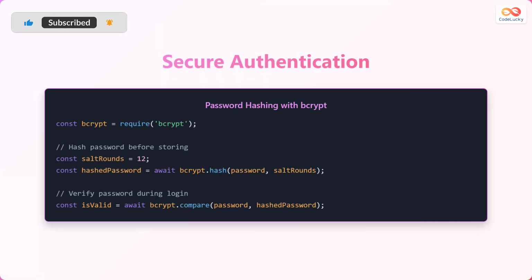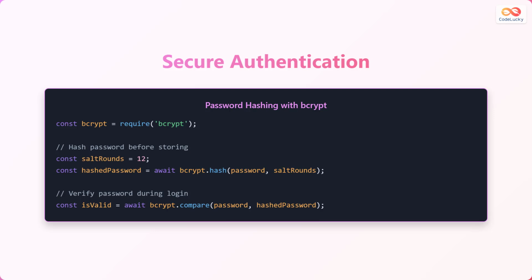Now let's discuss secure authentication. Passwords should always be hashed before storing them in the database. Here's how to use bcrypt for password hashing. First, require the bcrypt library. Define the number of salt rounds for bcrypt. A higher number means more secure hashing, but it also takes more time.